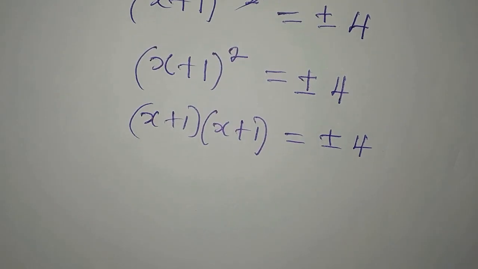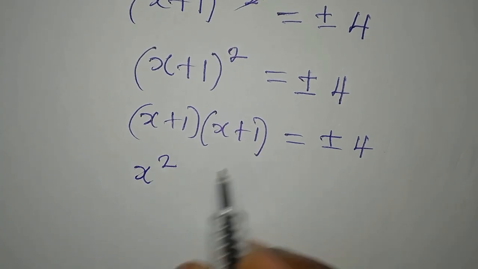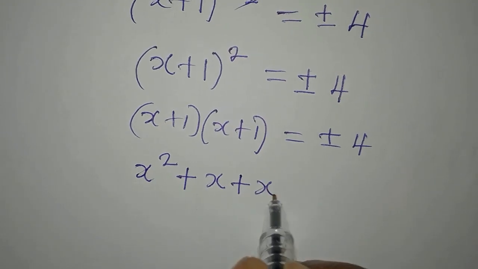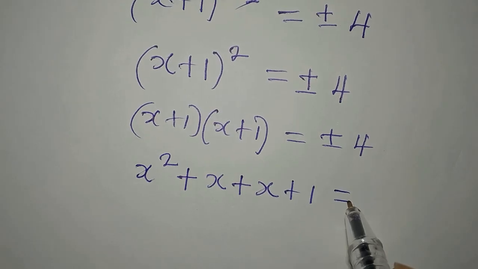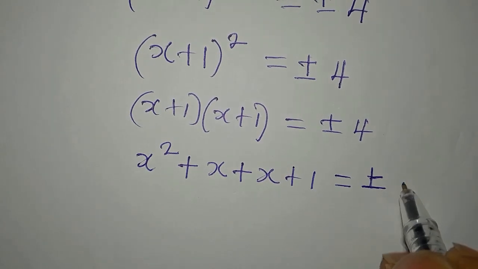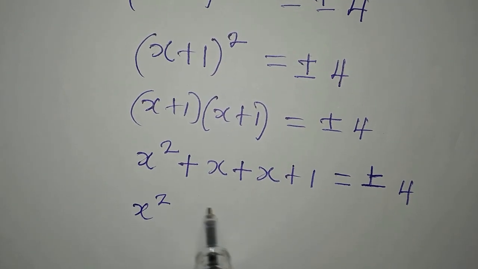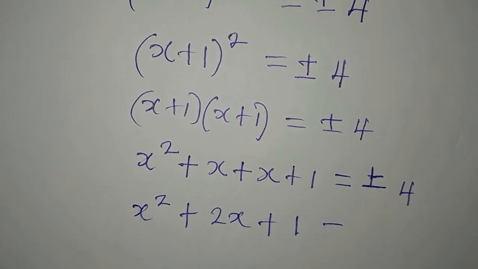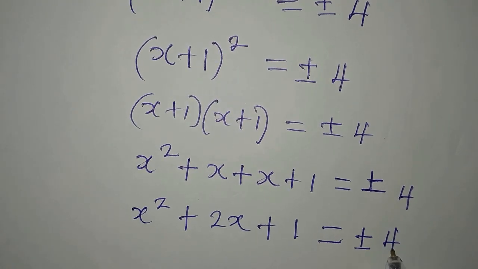So from here now, x times x is x squared. x times 1, that will be plus x. 1 times x, that is plus x. Then 1 times 1 is plus 1. So this will be equal to plus or minus 4. Now we have x^2 + 2x + 1 equal to plus or minus 4, right?